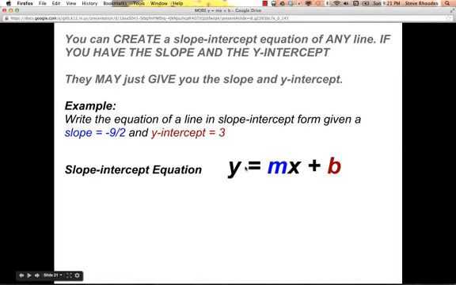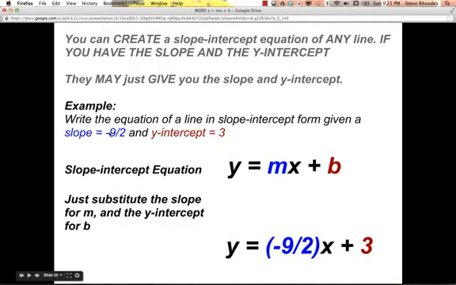write this equation. Remember, the equation is in the form of y equals mx plus b. That's the slope-intercept equation. M represents the slope. That's what they gave us there, -9/2. And b is the y-intercept, where it crosses the y-axis, and in this case that's at 3. All we really need to do is to substitute those two numbers into our equation and we're done. -9/2 has been substituted in place of m, 3 has been substituted in place of b, and that's our equation. It's as simple as that.